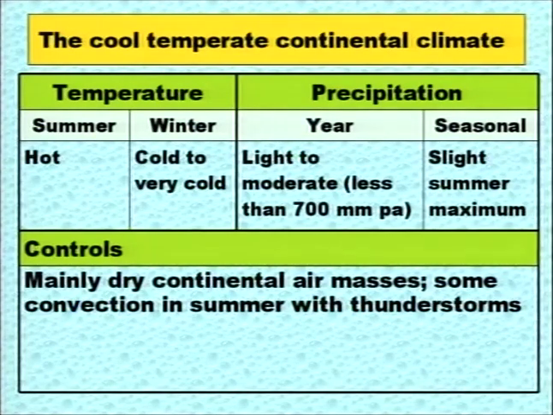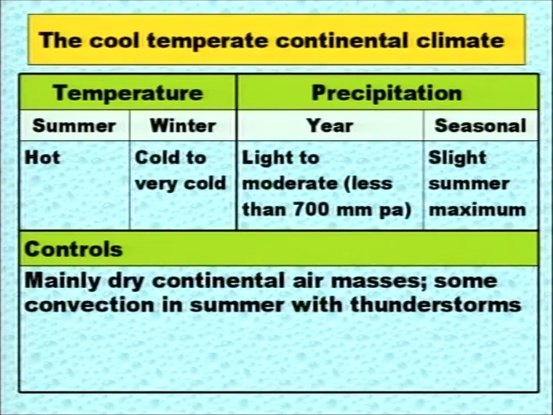Precipitation: rainfall is light to moderate, and note rainfall is less than 700 millimeters per year. In terms of rainfall in the different seasons, there is a slight summer maximum. That means perhaps during the summer months there might be a general increase in the amount of rain, but not very great, because one of the basic features that we have looked at is the fairly low distribution of rainfall.